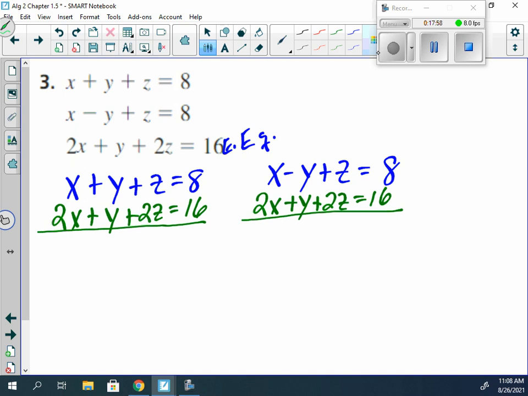So let's look at the one on the left. What do I need to do first? We need to subtract because the signs in front of y are the same. So we will subtract. x minus 2x is negative x. y minus y is 0. And z minus negative 2z is negative z is equal to negative 8.